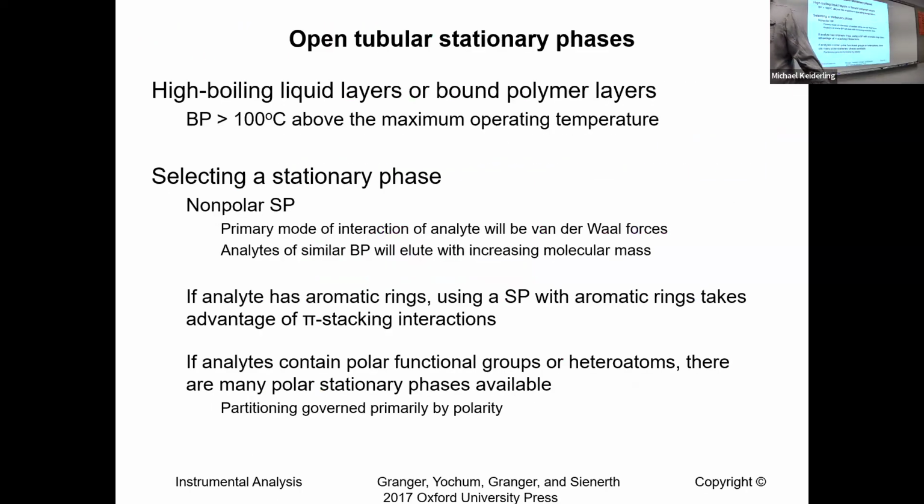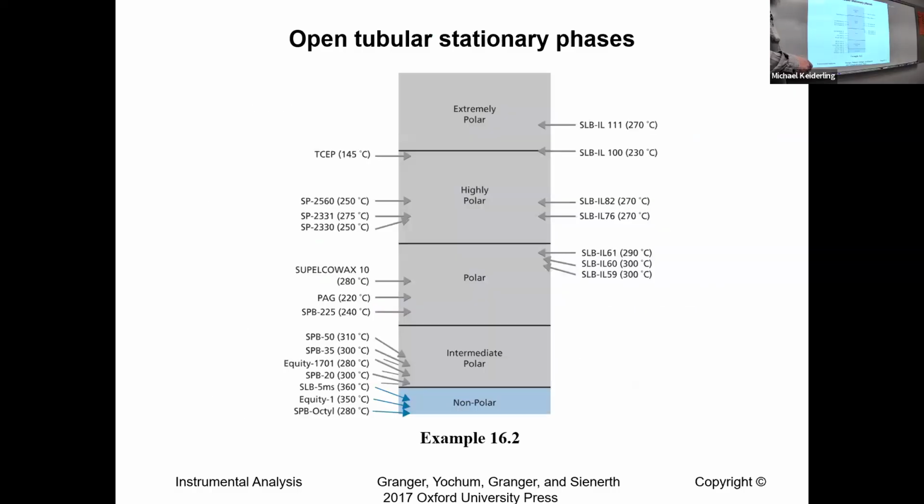For open tubular stationary phases, you have bound polymer-like phases. You can use either polar or non-polar ones, which interact differently with different substances, so that's your choice. We did all our work with basically this one, the SLB-5ms, or the equivalent of that. It has a slightly different name because it's the Thermo Fisher brand, but it's the same thing.